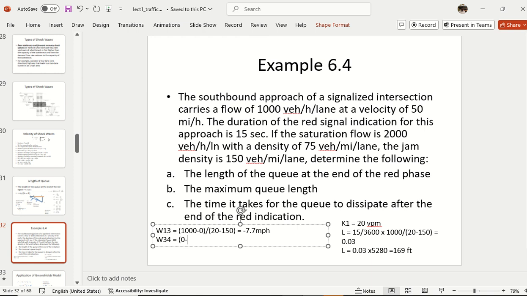Okay, so it's 2000 and K1. What is my K1 now? Signal is red. 150, the jam density, and 75. Okay, the one which you have at saturation flow rate. 26.7. Okay, so like I said, the sign will be there. Okay, because I made the changes in both cases. Okay, 7.7, 26.7.